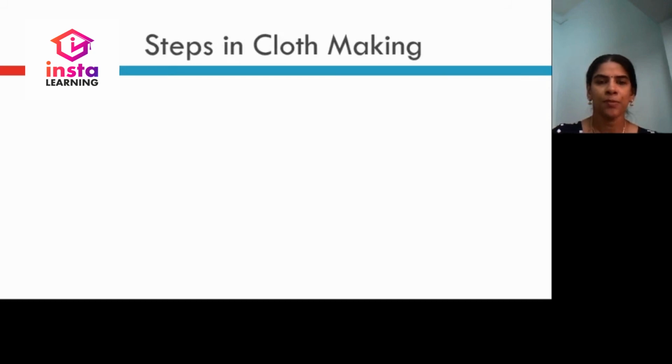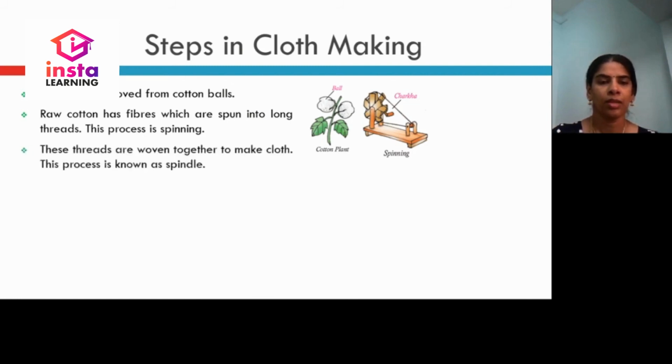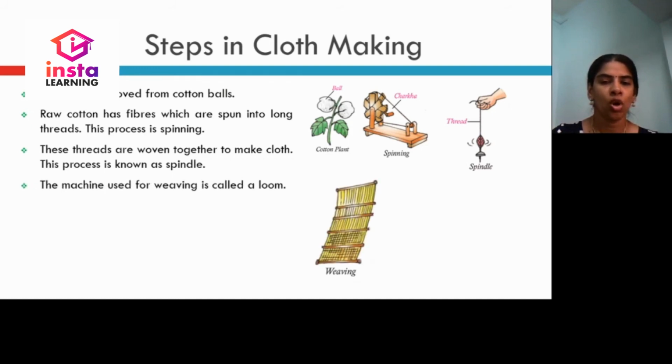Let us see what are the steps involved in cloth making. Seeds are removed from cotton balls. Raw cotton has fibers which are spun into long threads. This process is known as spinning. These threads are woven together to make a cloth. This process is known as spindle. The machine used for weaving is called a loom.